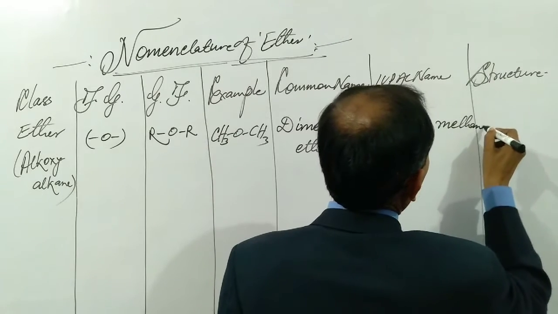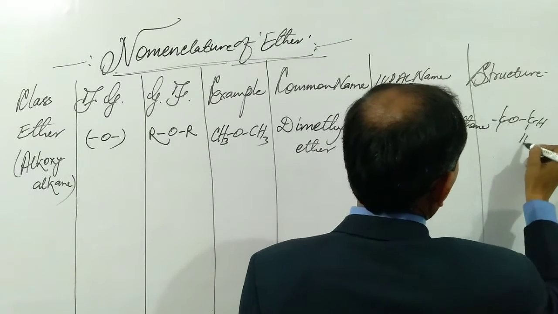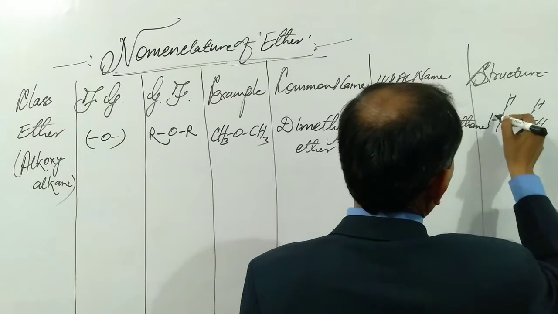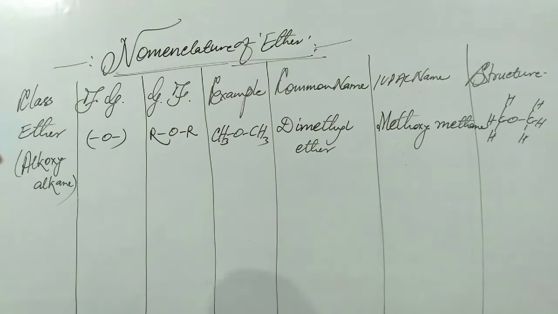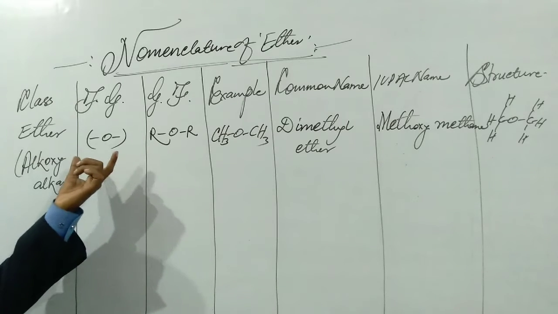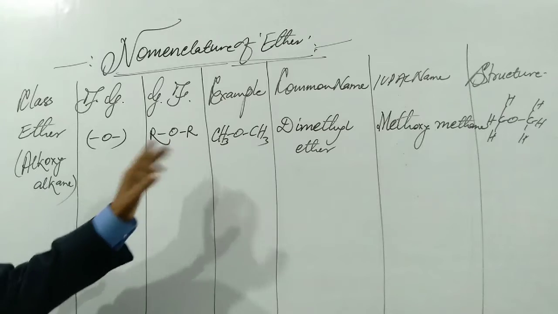Methoxymethane. The structure of such a compound is like that. In this way, the first compound is completed. We can again see this is the functional group for ether, and this bond will be linked with an alkyl group.